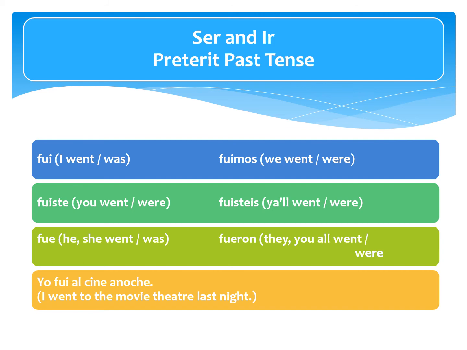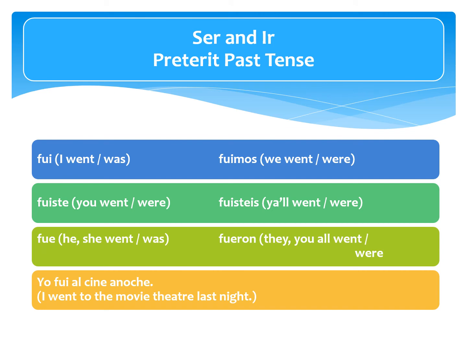All right, let's take a look at ser and also ir in the preterite past tense. We're going to take a look at two different past tenses in this video, the preterite and the imperfect. And if you'd like more explanation about those, I have videos that focus on just explaining those verb tenses along with the other verb tenses.